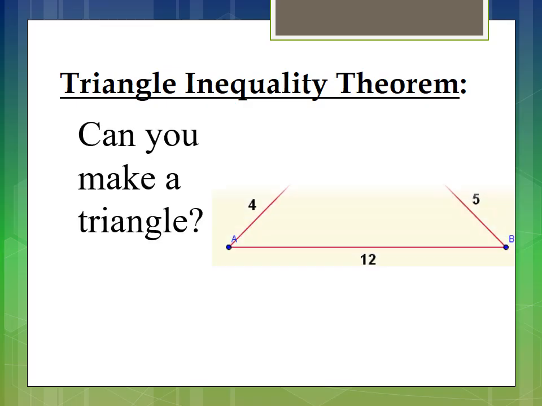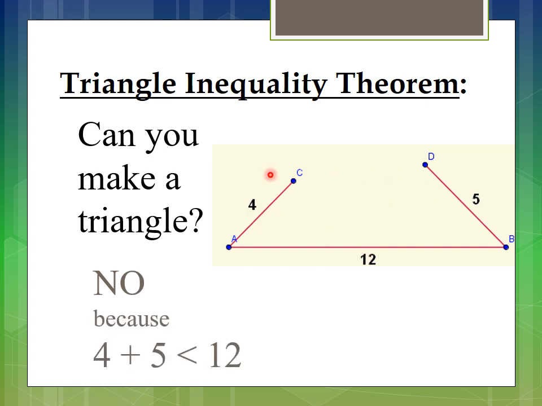Well, can you make a triangle from this given diagram? Let's check. Here AC is 4 and DB is 5. If you are trying to join this, or connect the CD, is it possible? No. Why? The sum of 4 and 5 is 9, which is less than the third side 12.